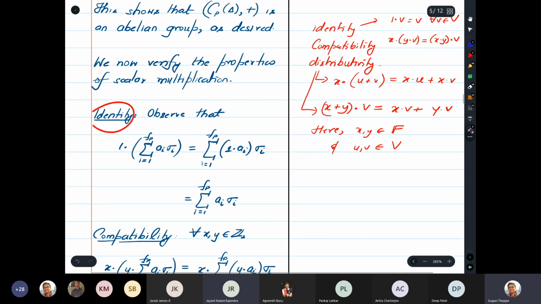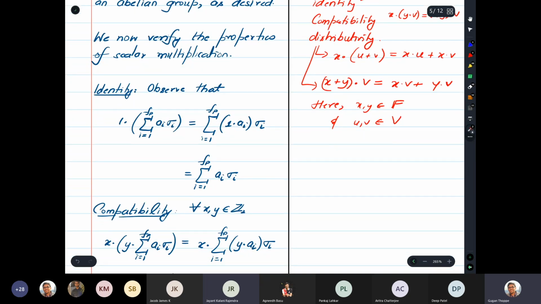Okay, so let's look at the first thing, which is the identity property. What we have to do is take the multiplicative identity in the field, which is 1. We take that and take some arbitrary p chain, and we do the scalar multiplication operation between them. From the scalar multiplication operation that we have defined, we multiply this element to every ai that is present inside. So this is the formal sum that we end up with.